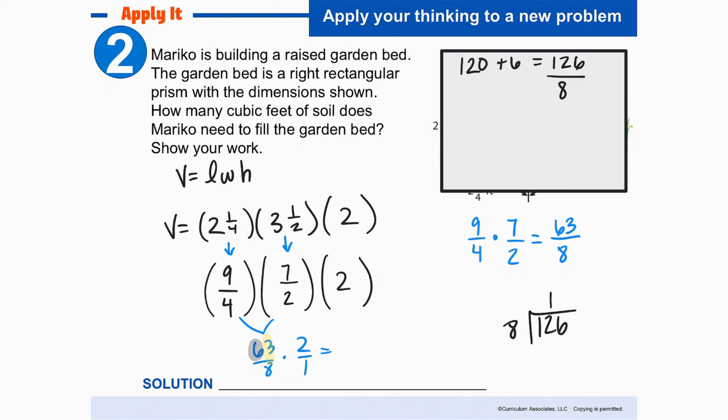So 8 goes into 12 one time with 4 remaining. Bring down your 6. 8 goes into 46 pretty close. We're going to go 5 times, which is 40, and have 6 left over. So that means that we have 15 and 6/8. 6/8 can be reduced. 2 goes into 6 and 8, so we'll divide those by 2, and it becomes 15 and 3/4. So the volume of our rectangular prism is 15 and 3/4.